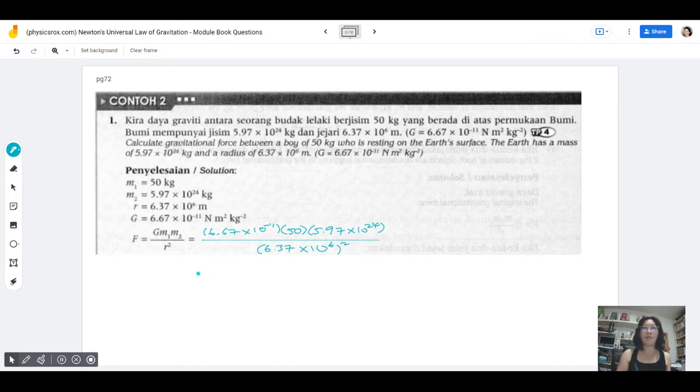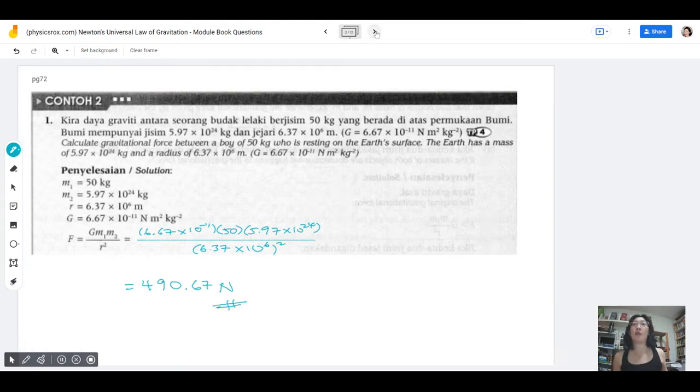Okay, and the value you should get is 490.67. Gravitational force unit is Newton. And that's your answer for question 1. Quite easy, right? Because it's just substitution. So you're going to learn to do the same substitution in question 2.